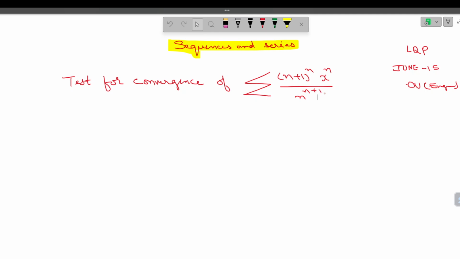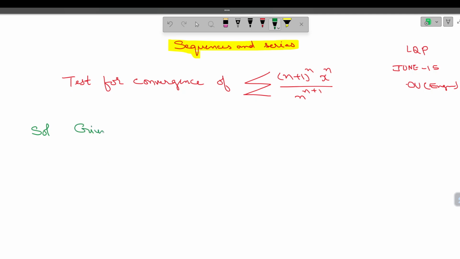Hi everyone. Today we'll discuss one more problem on sequences and infinite series. Test for the convergence of the series. This problem I have already solved, but I will show you another method for this problem.